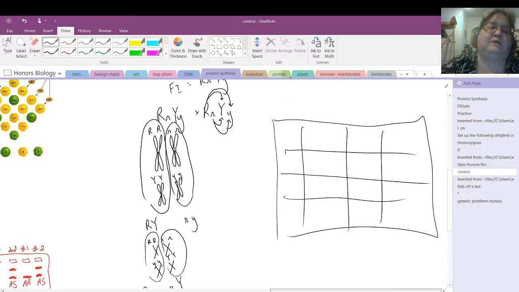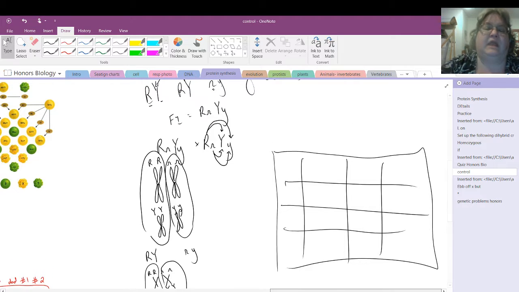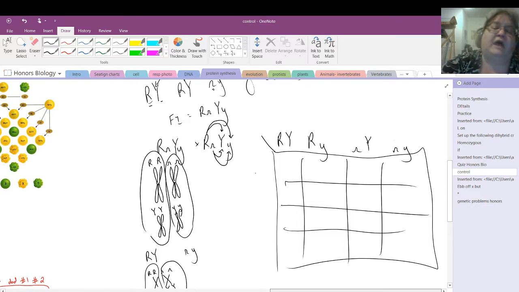And when you make your big 16 square Punnett squares, you would put your four possibilities up top. Each parent, because they're both heterozygous, is going to be similar. So big R big Y, big R little y, little r big Y, little r little y. And the other parent's going to be the same because they're both heterozygous. Not doing this very neatly, I do apologize.